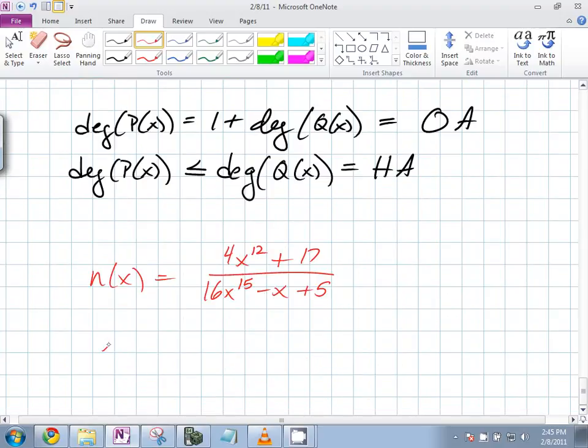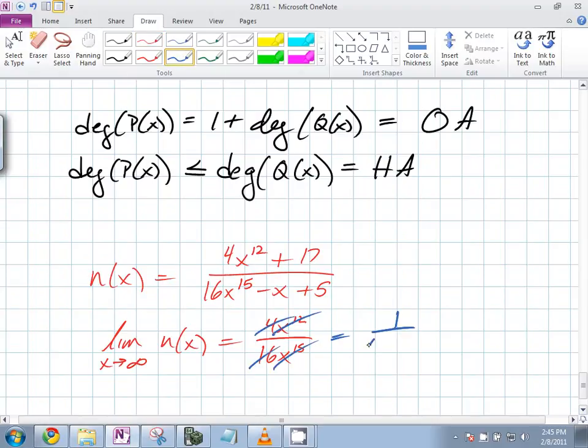4x to the 12 over 16x to the 15. What cancels? Well, the 4 does. That's kind of cool. But this cancels too, and what are you left with? 1 over 4x cubed. As x gets enormous, what happens to 1 over 4x cubed? Gets infinitely close to 0. So we say that the limit of n of x as x goes to infinity is, in this case, 0. What does that mean?